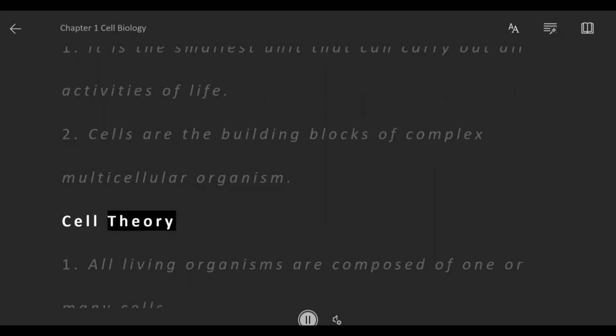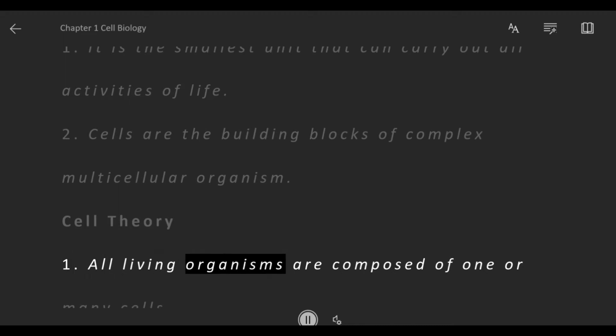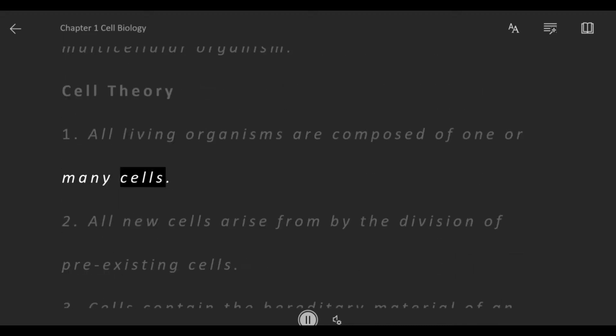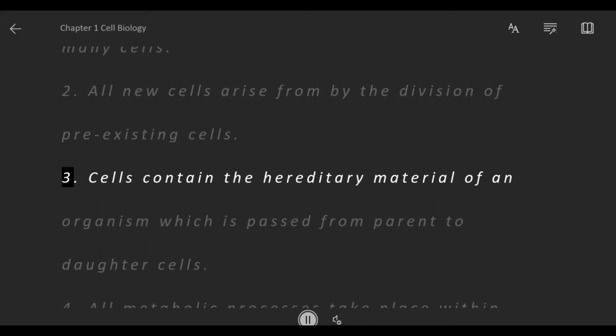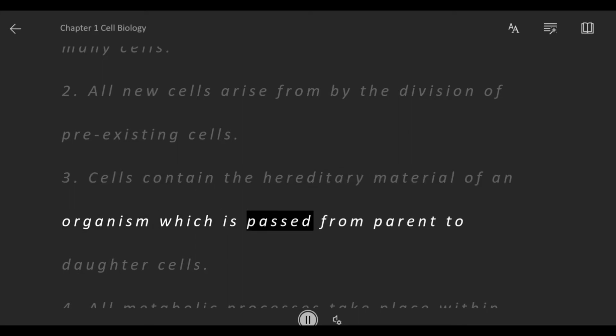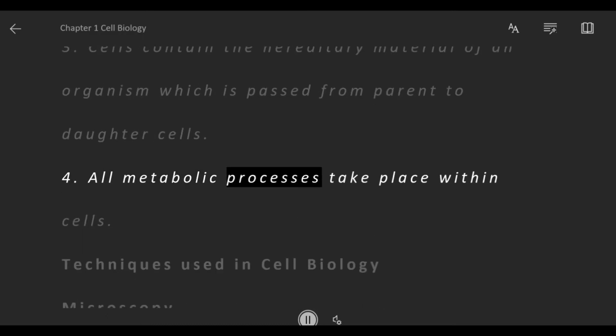Cell theory. 1. All living organisms are composed of one or many cells. 2. All new cells arise from the division of pre-existing cells. 3. Cells contain the hereditary material of an organism, which is passed from parent to daughter cells. 4. All metabolic processes take place within cells.